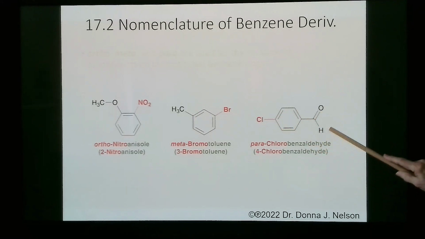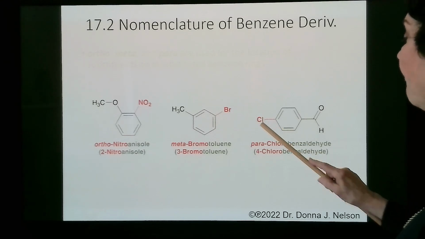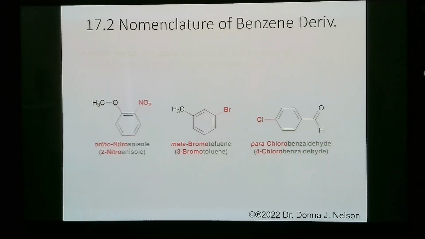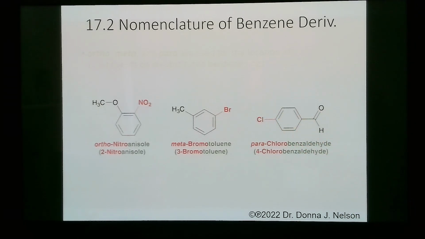para-chlorobenzaldehyde. So benzaldehyde is the parent molecule. So chloro is in the 4 position relative to the aldehyde functionality. So para-chlorobenzaldehyde.